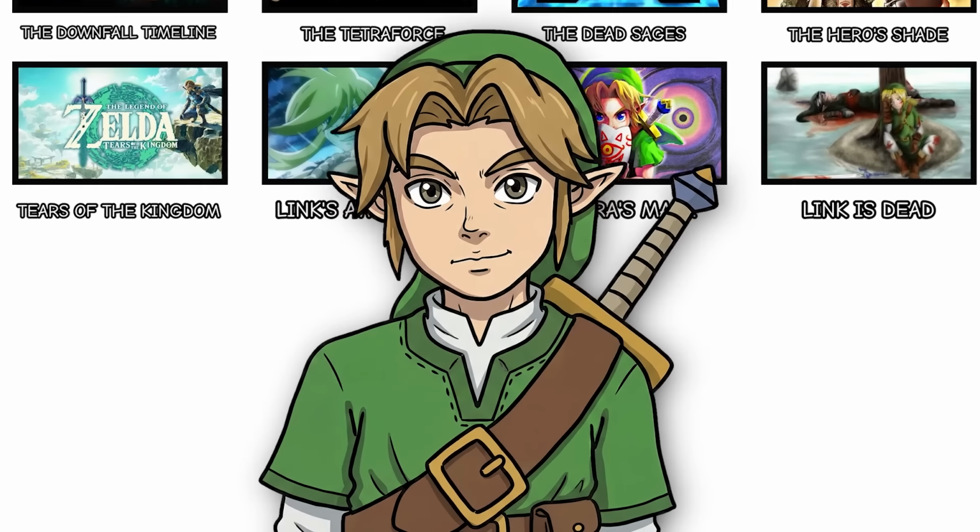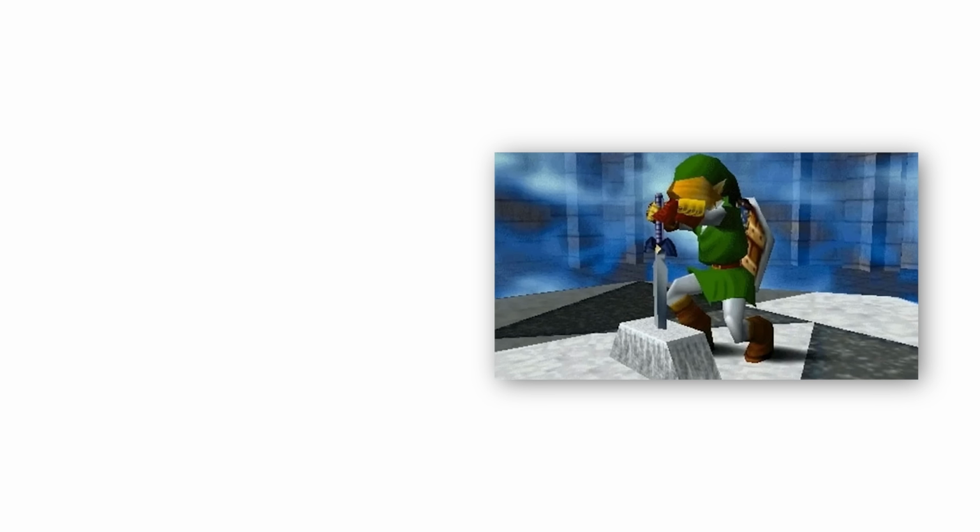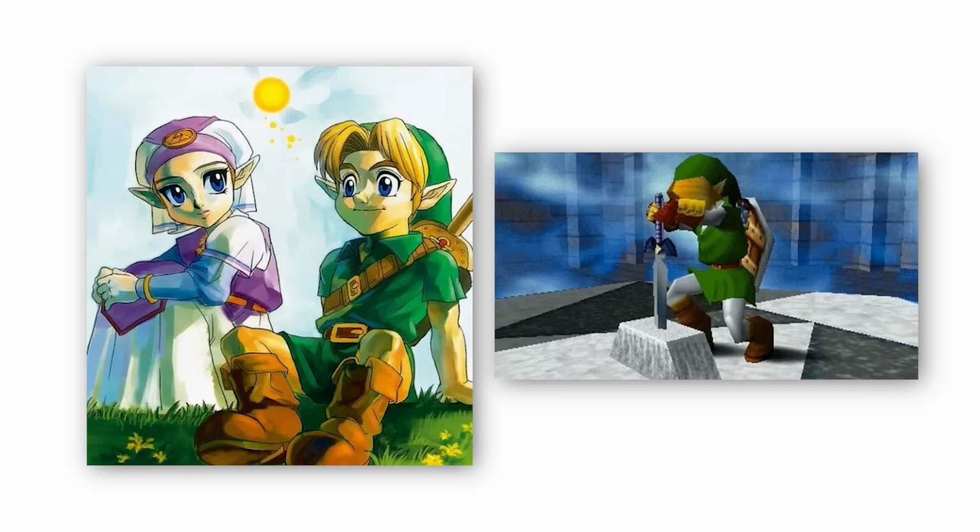The next theory is about whether your childhood friends were already dead when you tried to save them. The dead sages. Every friend Link tries to save in Ocarina of Time was already dead before he reached them, and I can prove it.